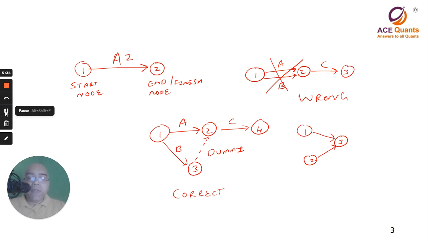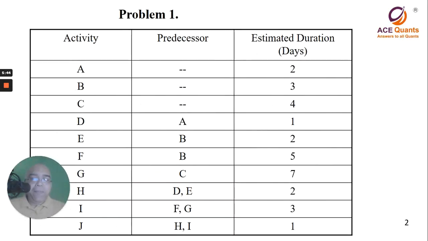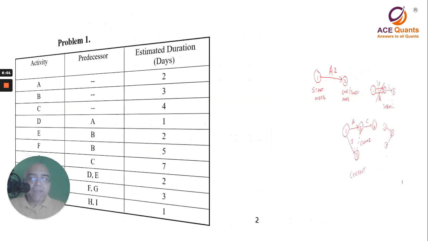So, with this little introduction, let us go and see how we can construct the network diagram for this particular problem that we have seen. So, activities A, B, C, D, E, F, G, H, I, J. A, B, C have got no predecessors. D has got A, E and F go with B, and G has got C. Then H has got predecessors D and E. I has got predecessors F and G, and J has got predecessors H and I.